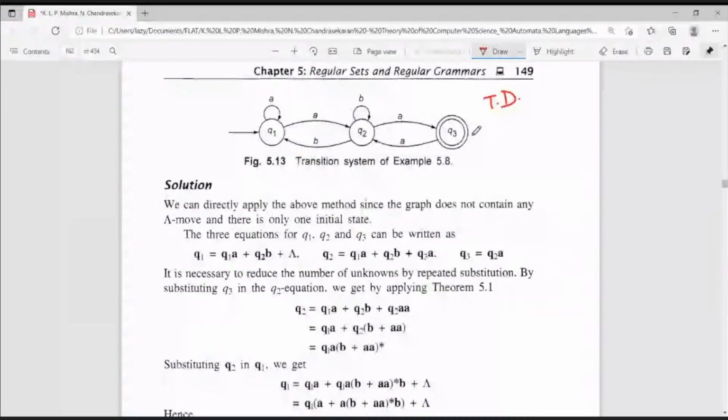Let's first consider the state q1. We are writing an equation for q1. Then we have q1a. Being in the state q1, we are traversing in the same state with the help of a.